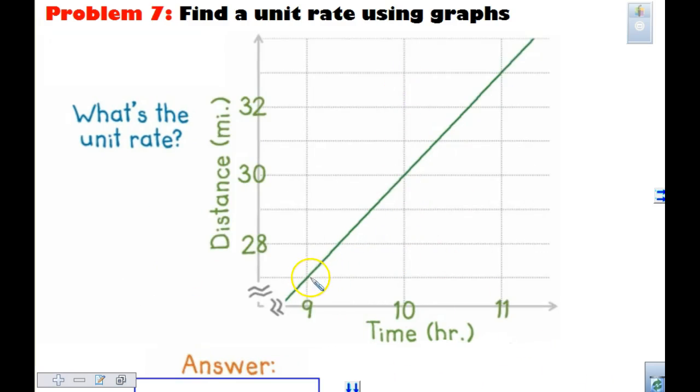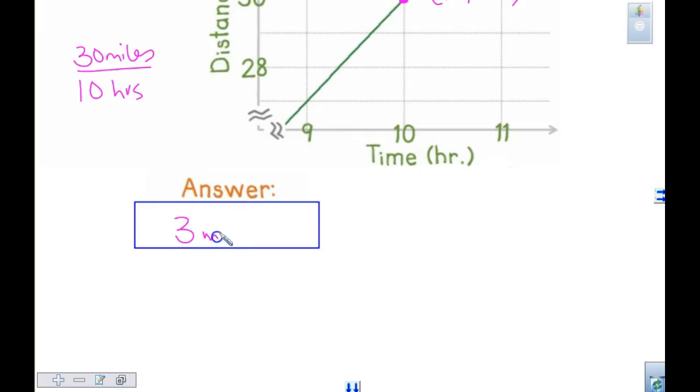That next one, we can't pick at 9. We don't know what this number is. It looks like 27, but we can definitely pick here, and the ordered pair would have been 10, 30. And again, we can use that same way. Take 30 miles and divide it by 10 hours, and our answer came out to be 3 miles per hour. I don't care if you write it as 3 miles per hour this way, or if you write 3 miles per 1 hour, okay?